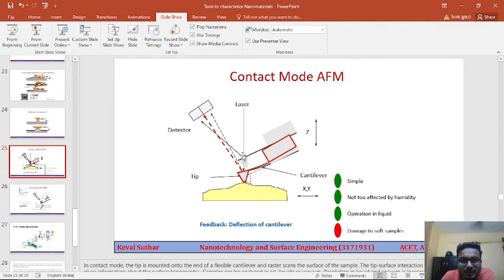So this is also one more figure of contact mode and tapping mode. We will discuss both of them. First let us discuss contact mode AFM. Here the tip of the cantilever is in contact with the specimen surface, and deflection of the cantilever is the feedback in this case. Here we have a laser which is incident on this tip, and here we have the detector which is receiving the diffraction.